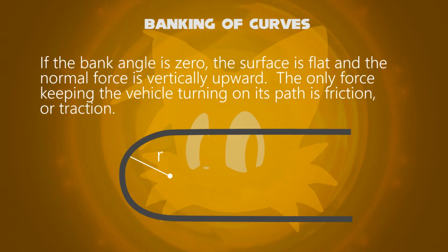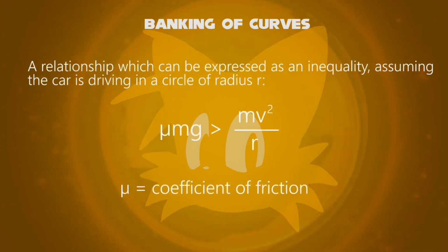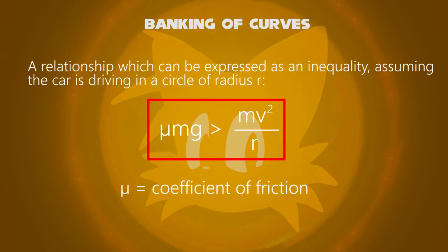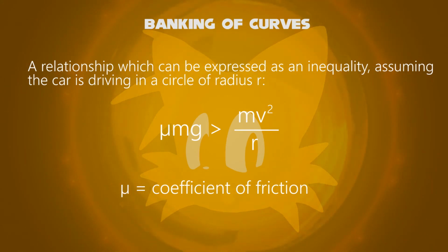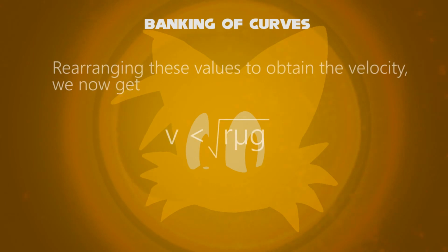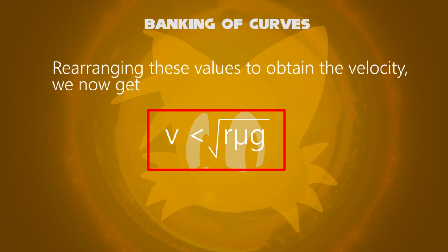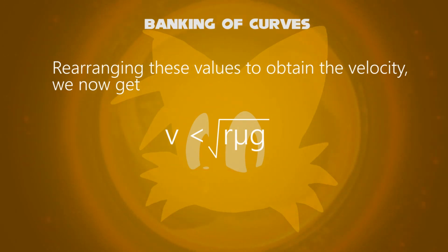This must be large enough to provide the centripetal force, a relationship which can be expressed as an inequality. Assuming the car is driving in a circle of radius r, the expression is given by mu times mg greater than m times velocity squared over radius r, where mu represents the coefficient of friction. The left-hand side of the expression is the maximum frictional force, which equals the coefficient of friction mu multiplied by the normal force. Rearranging to get the value of velocity, the velocity v is less than the square root of radius times mu times g. You may note that mu can be the coefficient for static or dynamic friction.